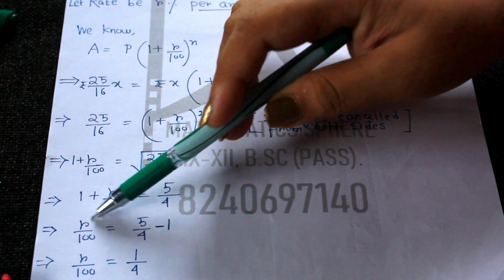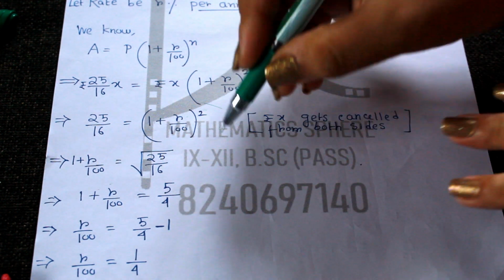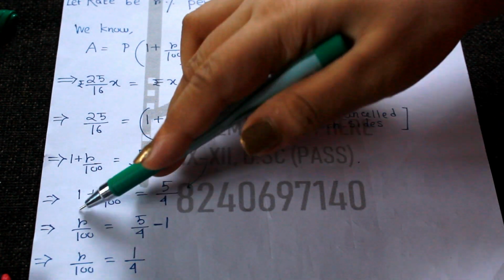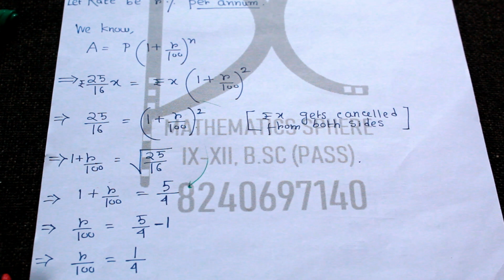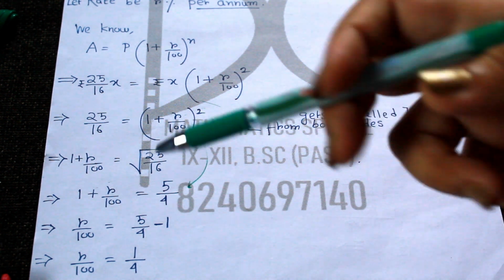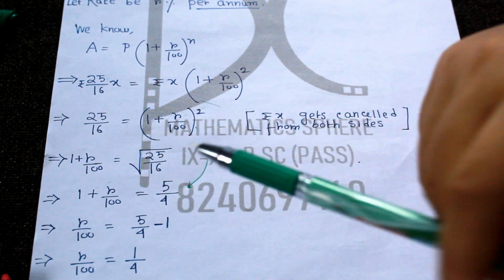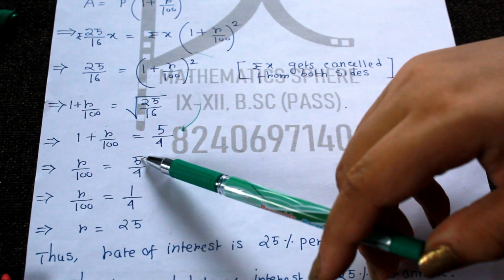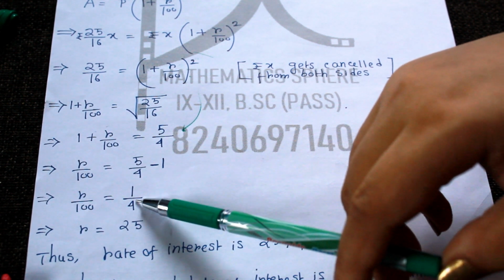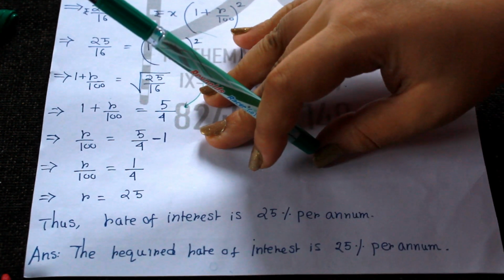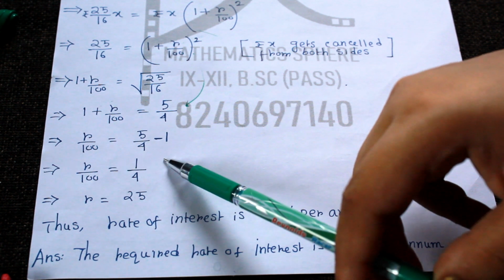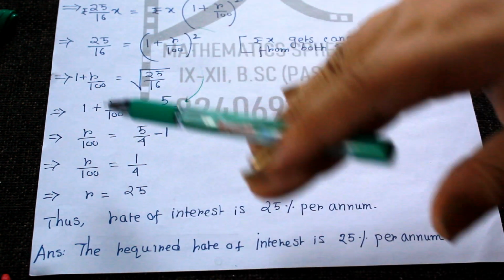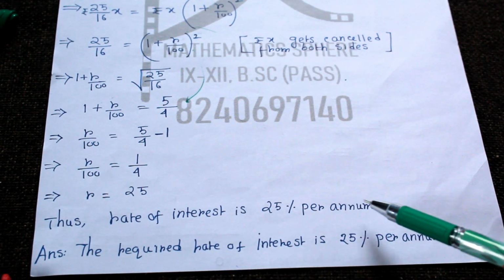Now this is a familiar form for you. 1 plus r by 100 is 5 by 4. If it is a square, take the square root on both sides; if it is a cube, take the cube root on both sides. Now as mentioned before, shift this 1 to this side. So r by 100 will be 1 by 4, because when you subtract 5 by 4 minus 1, it comes to 1 by 4. Then you shift 100 to the numerator, 100 by 4, and you will get r as 25.